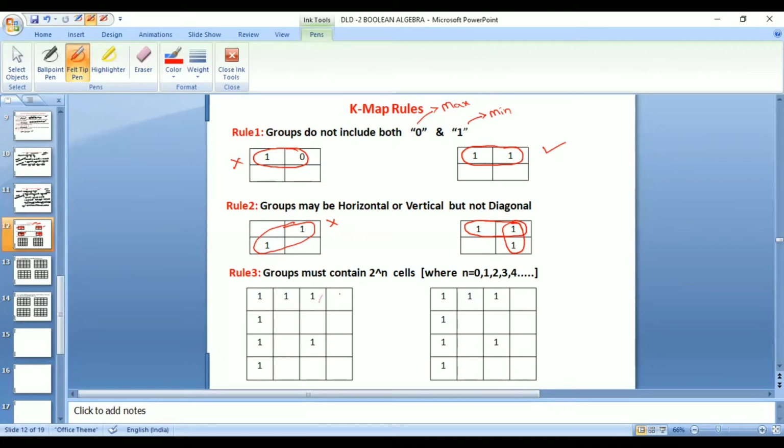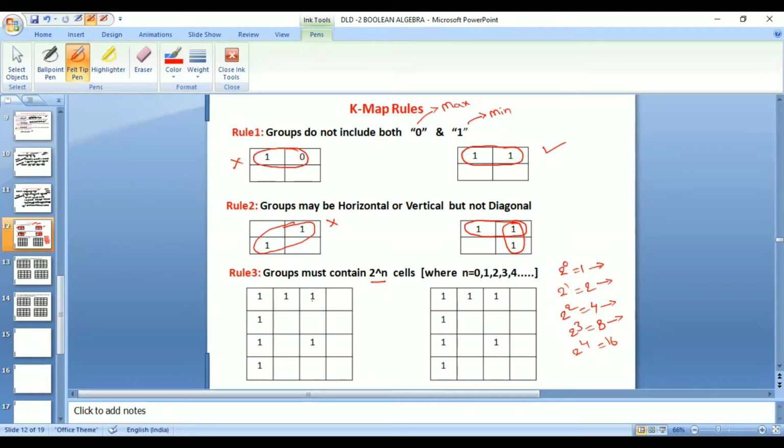Next, coming to the third rule. Groups must contain 2 power n cells, where n is equal to 0, 1, 2, 3, 4, and so on. So 2 power 0 means 1, 2 power 1 means 2, 2 power 2 means 4, 2 power 3 means 8, 2 power 4 means 16, like that. So we can group a single minterm also, or 2 minterms, which is a pair, 4 minterms, which is a quad, and 8 minterms, which is an octet.